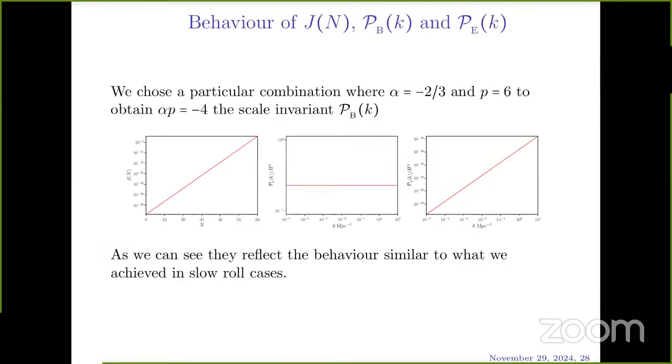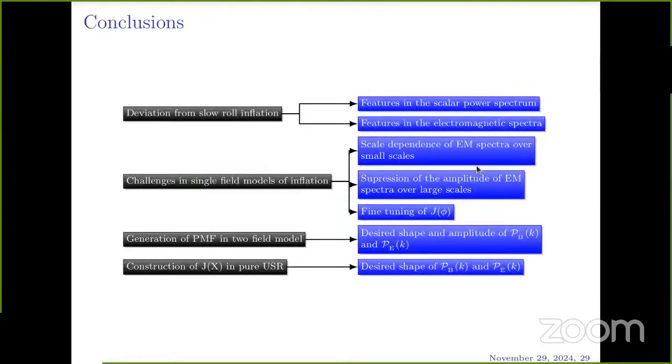So with this, these are the two ways to overcome the challenges in generating primordial magnetic fields in single field models of inflation. Let me briefly summarize my talk. We saw that models which generate features in the scalar power spectrum due to deviation from slow roll also lead to features in the electromagnetic spectra. But there are certain challenges in single field models which generate features in the scalar power spectrum. There is a very strong scale dependence on the spectra over small scales, and a very large separation of power in the electromagnetic spectra over large scales.